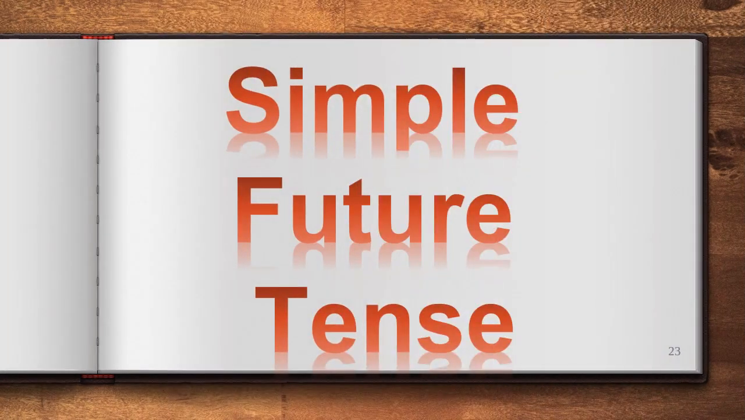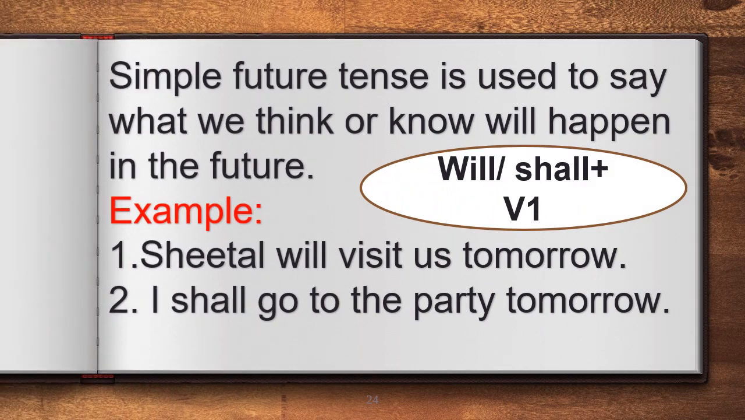Now the next tense is future tense. The first type of future tense is simple future tense. Simple future tense is used to say what we think or know will happen in the future. For example, Sheetal will visit us tomorrow. Or we can say, I shall go to the party tomorrow.